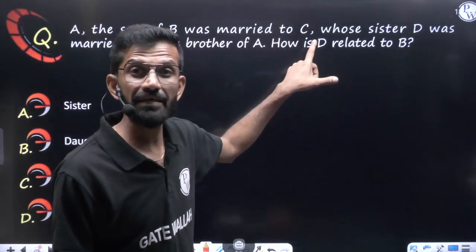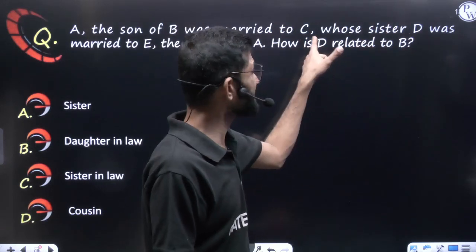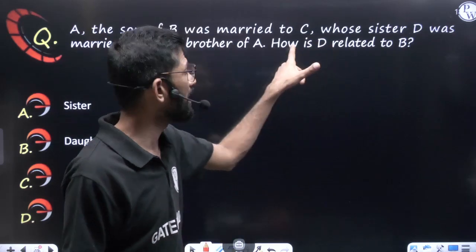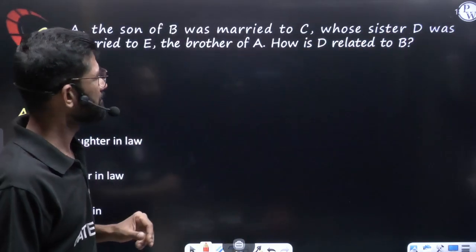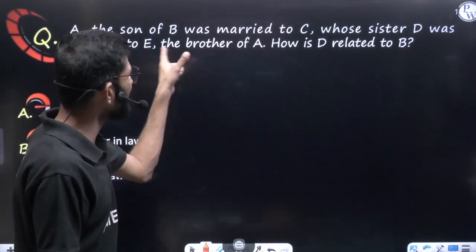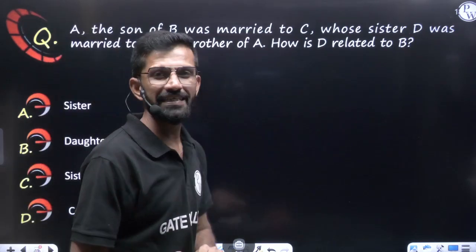After C they gave a comma. Means C, who is sister of D. So now this part will be talking about C, because after the noun they gave a comma. C is the sister of D. Was married to E, the brother of A. After E again a comma. Means this part is about E. E is the brother of A. How is D related to B?